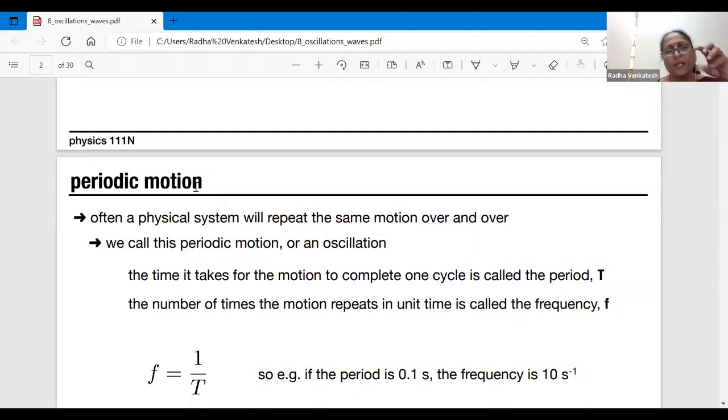So just by giving these two examples where there is similarity, now what is the difference between the two? The similarity is they repeat their motion regularly. After a particular interval of time, yes, they go the same way. What is the difference between the two motions?